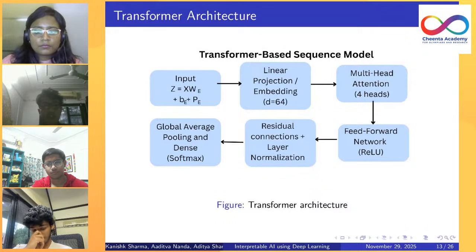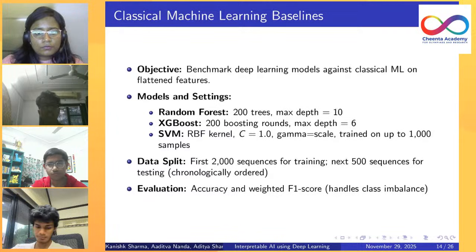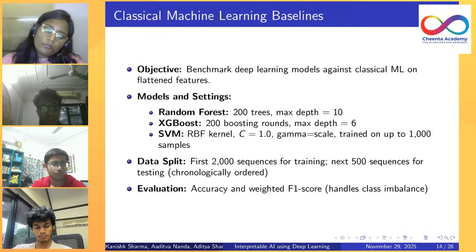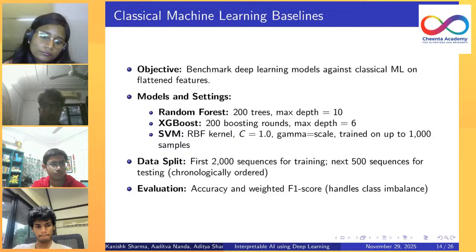Now we can move on to the next slide, which shows us the baseline models that we have considered for comparison. We have considered certain classical machine learning baseline models for comparison. The objective is to benchmark the deep learning models against these baseline learners on flattened features. The baseline models include random forest with 200 trees and a max depth of 10, XGBoost with 200 boosting rounds and max depth of 6, and support vector machine with RBF kernel and C equal to 1.